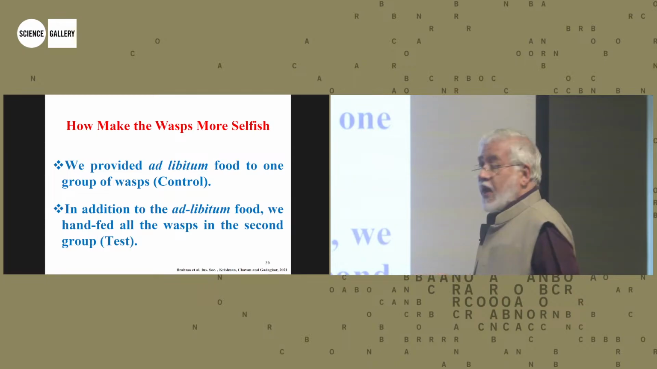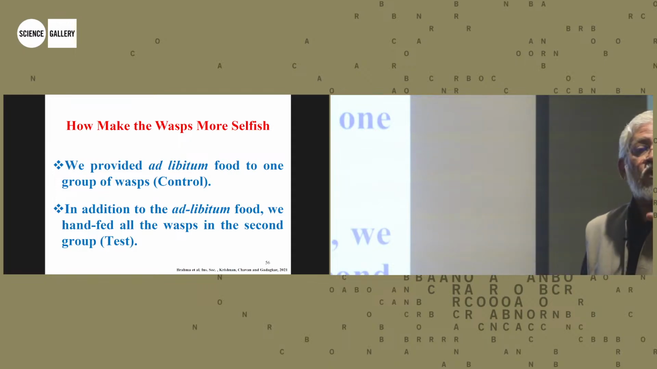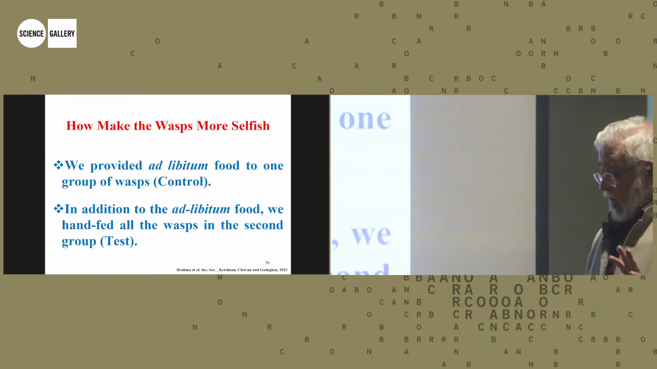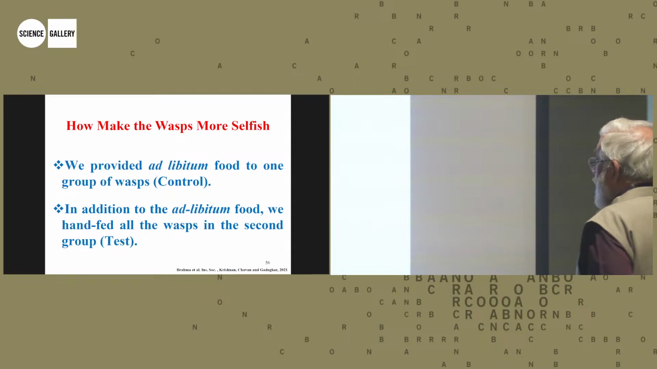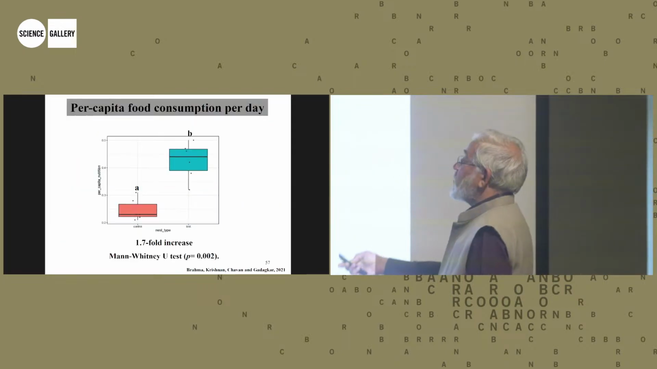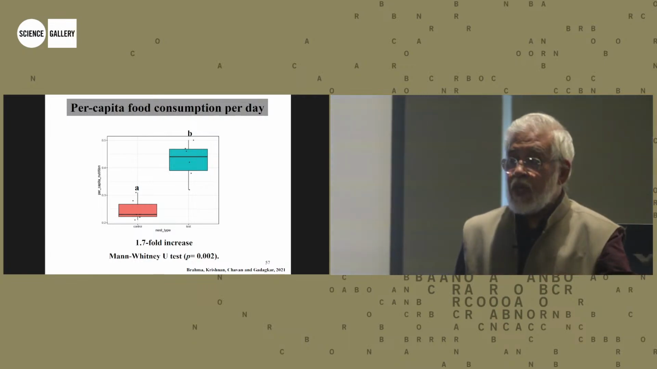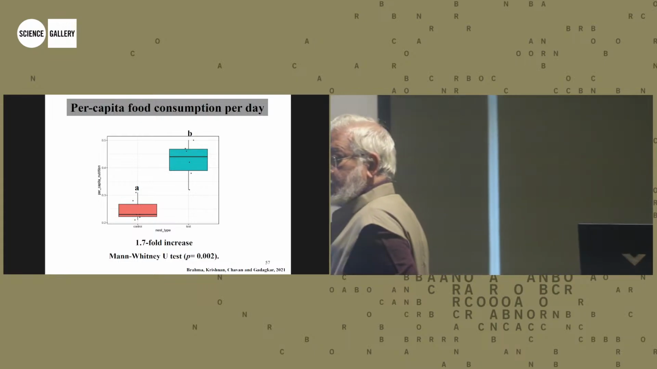Now first of all, we had to prove that when we hand fed them, they actually consume more food than otherwise. And that seemed to be true. There was a 1.7-fold increase in the food consumption where we kept food on the table plus hand fed them, compared to only keeping food on the table.